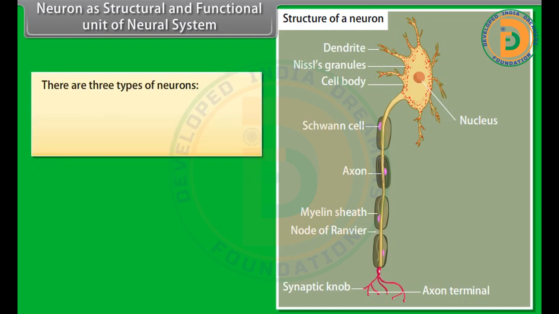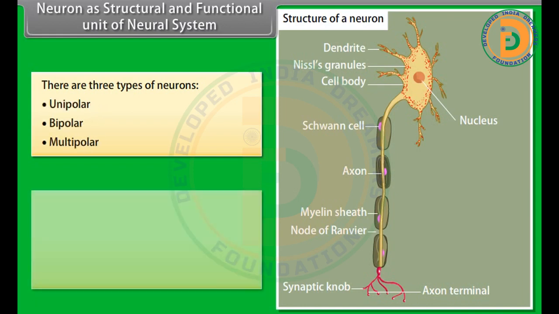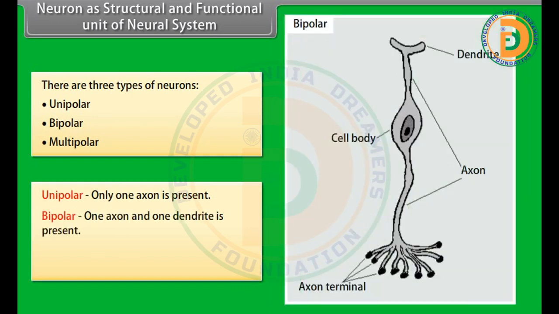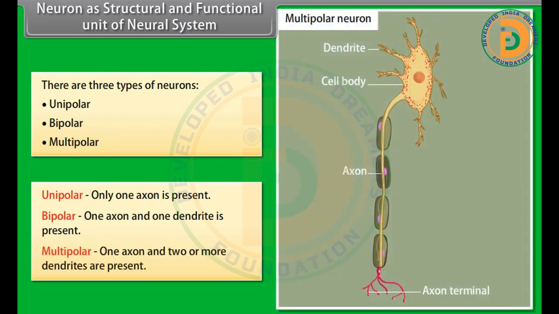There are three types of neurons. They are unipolar, bipolar and multipolar. Unipolar, only one axon is present. Bipolar, one axon and one dendrite are present. Multipolar, one axon and two or more dendrites are present.